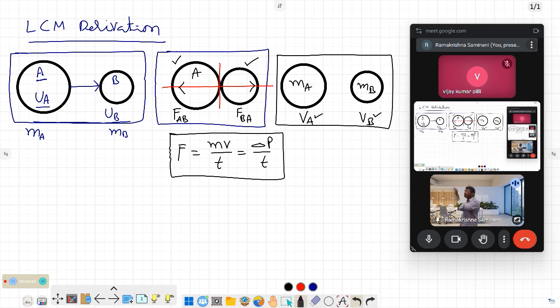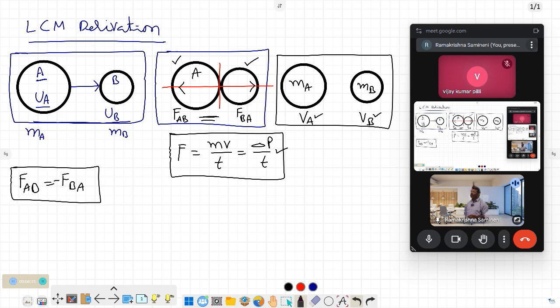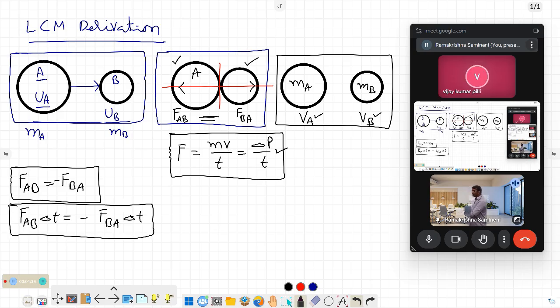So we derive our conservation of momentum relation from this equation. At the time of interaction, FAB is equal to FBA, using the minus sign for opposite direction, according to Newton's third law. Using this, we are going to derive the equation. To solve this, what did I do yesterday? We multiplied both sides by delta t: FAB delta t is equal to minus FBA delta t. About that, FAB.